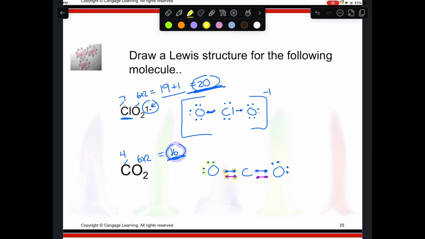Okay, so it has a carbon double bonded to oxygens on either side. Now, do you need to move your lone pairs to the top and the bottom? You do not. Okay, you can leave them how they are.